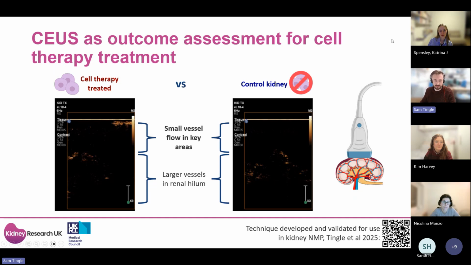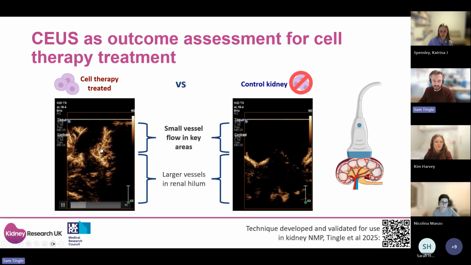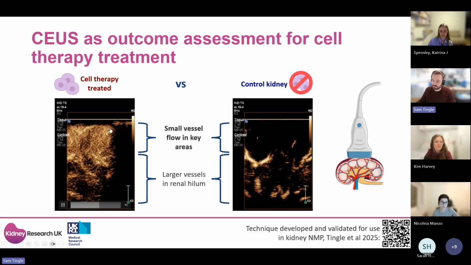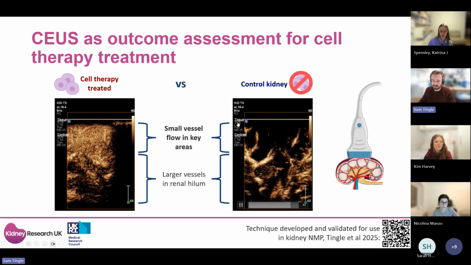So this is data from a pair of kidneys. The kidney that I'm going to show on the left had a cell therapy treatment to try and improve its quality, and the kidney on the right was a control kidney. And if I play these both at the same time, you'll see that the blood flow to these important areas of the kidney when the cell therapy is given is really, really good, and this mirrors what we saw on the healthy scan previously, whereas the control kidney has very, very little blood flow to these main areas.